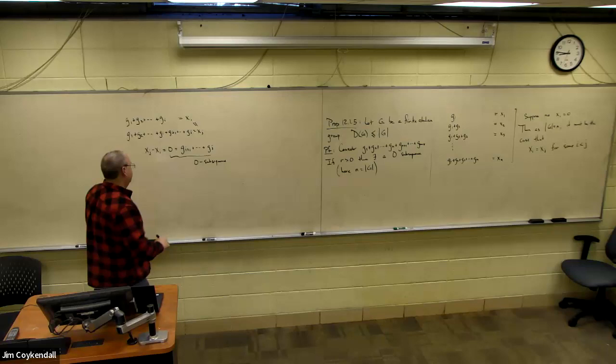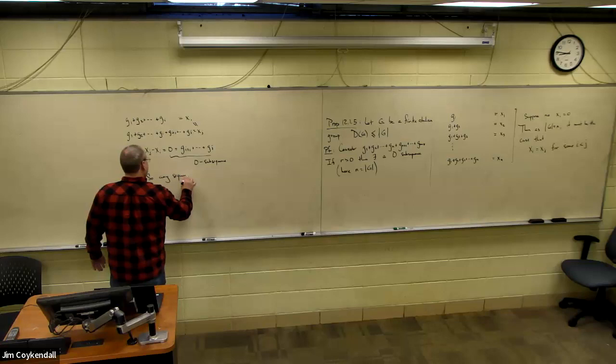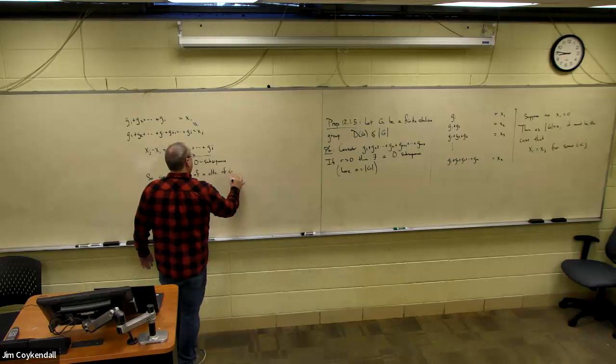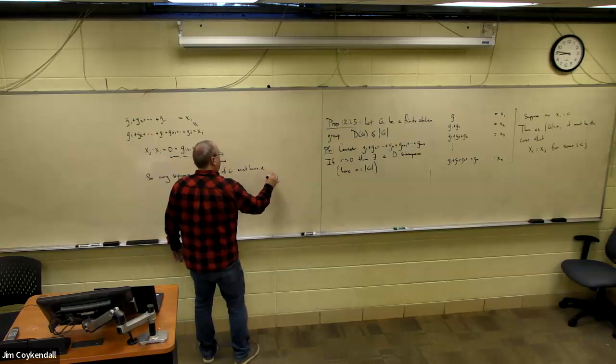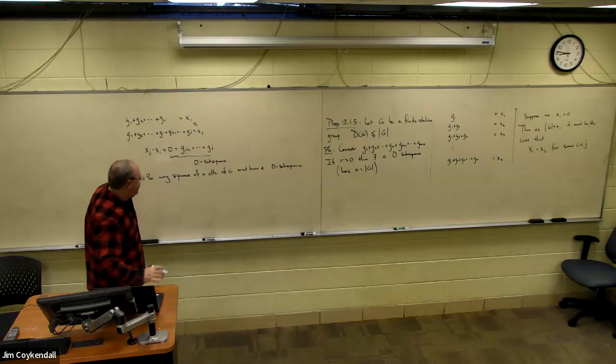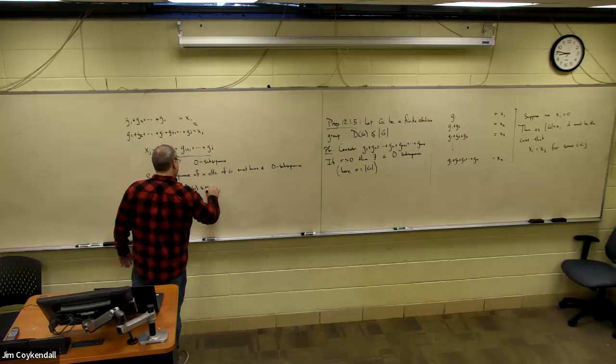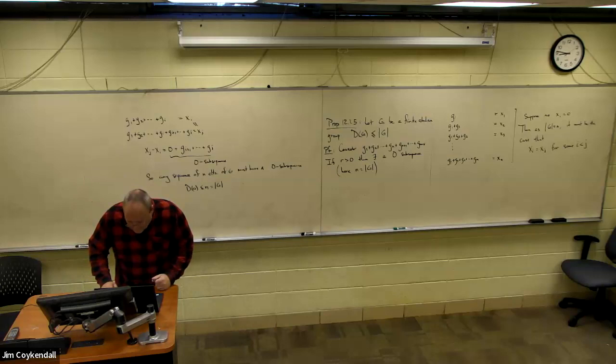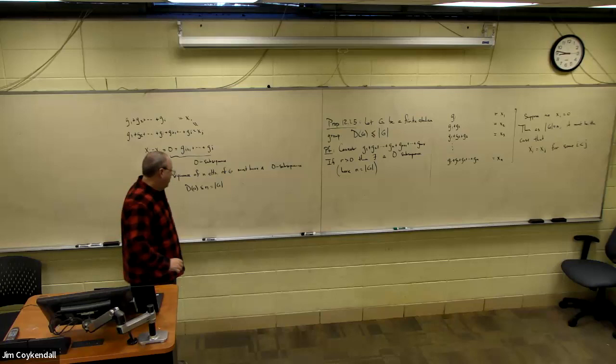So any sequence of n elements of G must have a zero subsequence. Well, the Davenport constant is the minimal number for which this happens. So the Davenport constant is less than or equal to n, which is the order of G. Does anybody spy a corollary to this?